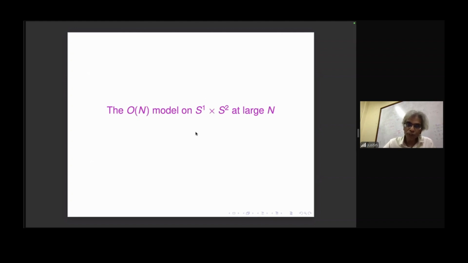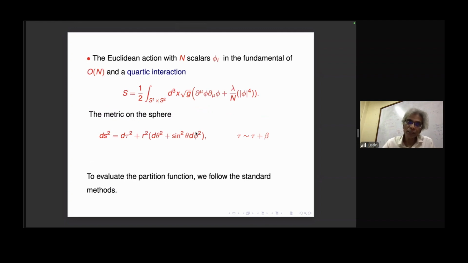Let's go into the model now. I think many of you might know how it is solved, but I will just recall it to give an idea. The model is quite simple actually. You have N real scalars phi in the fundamental with a quartic interaction. The metric is now, instead of S1 times R2, S1 times S2, where the S1 is identified, times the sphere.